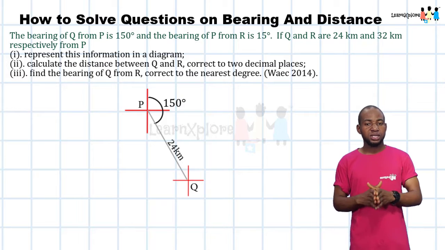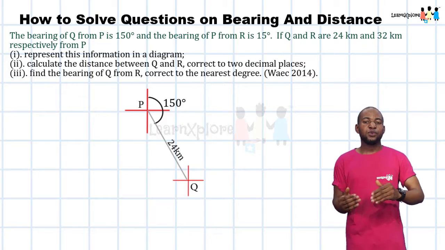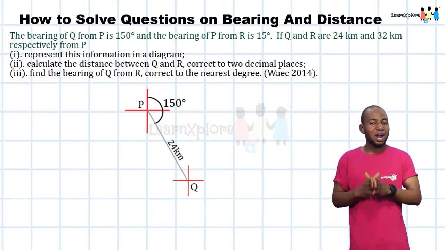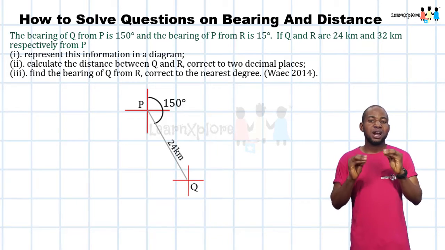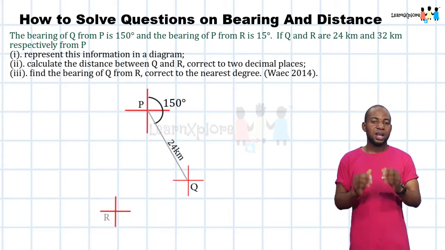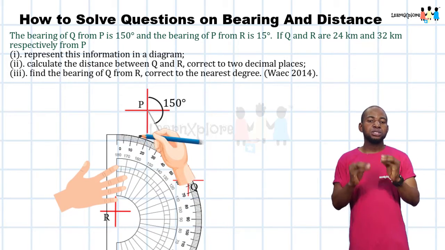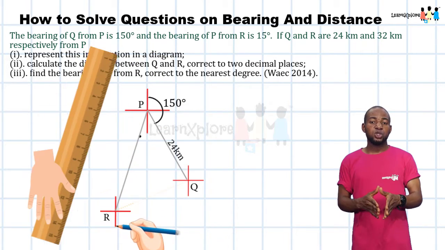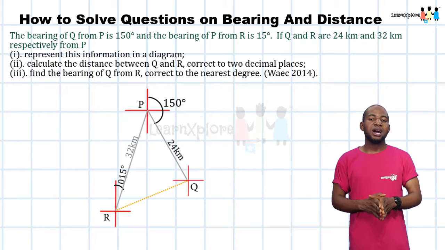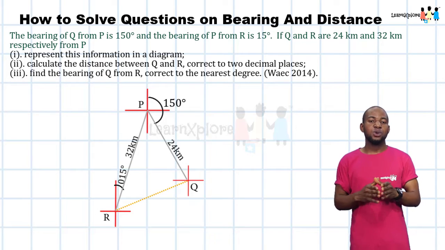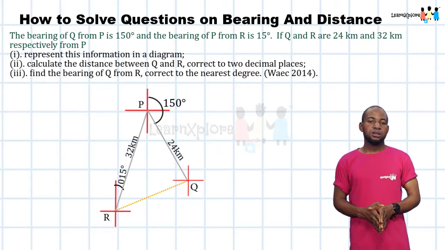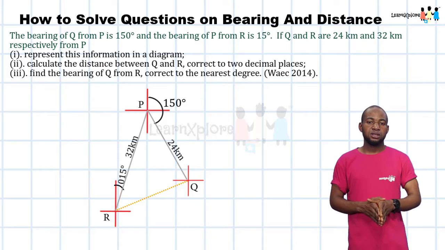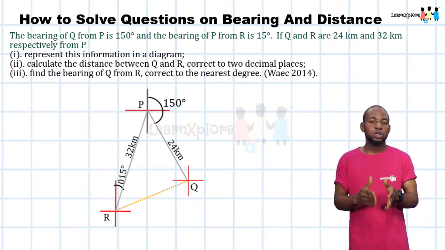The question also says that the bearing of P from R is 15 degrees. Since the question did not specify the distance between Q and R, I can choose any point as my point R. Draw this type of line. Place your protractor and point out 15 degrees. Draw a faint line to join it to point P. Label the line as 32 kilometers, and we are done with the diagram. Number 2, the first one they asked us to show the diagram. The second one is we are asked to calculate the distance between Q and R.